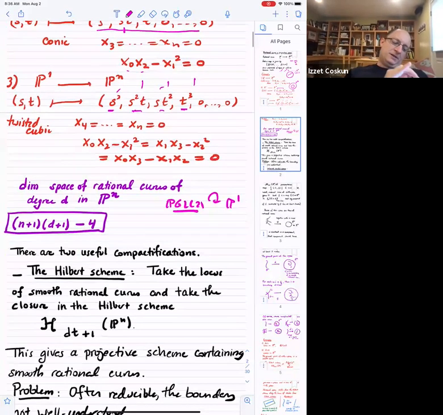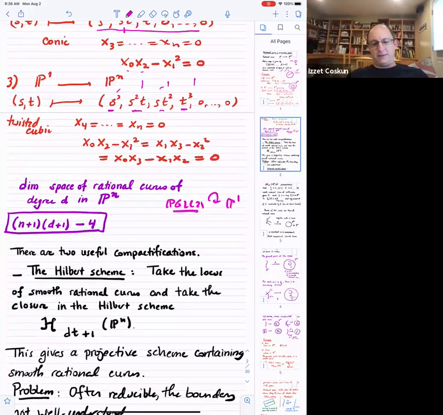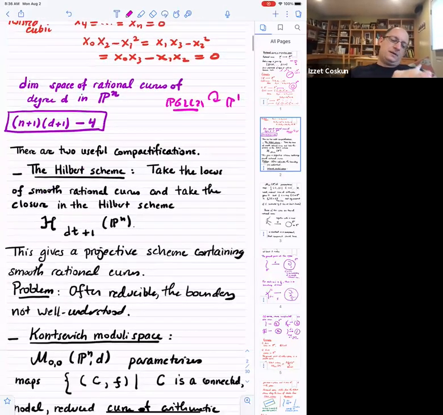All right. But you see, often what you want to do is you want to compactify the space, right? I mean, it's helpful to have a compact space to work with. And there are two standard ways of doing this. One is you use the Hilbert scheme. So it doesn't matter if you don't know what the Hilbert scheme is. Let me say a few words about it.